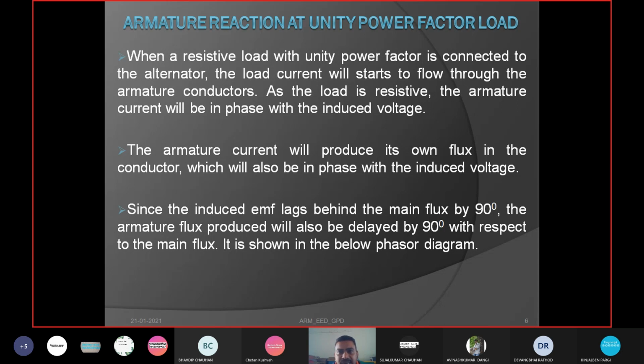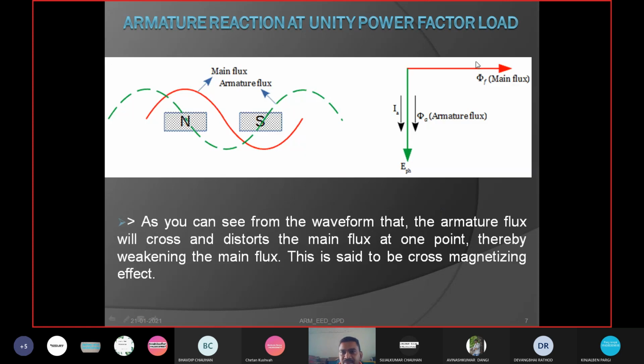When a resistive load is connected to the alternator, the load current will start to flow through the armature conductors as usual, per the working principle. As the load is resistive, the armature current will be in phase with the induced voltage. Here we are taking the main field flux phi f or phi m as the reference for the phasor diagram. This red arrow indicates the main field flux phi m.